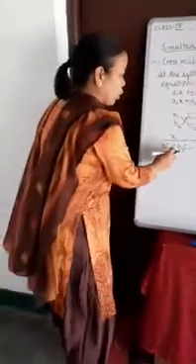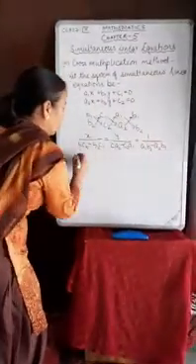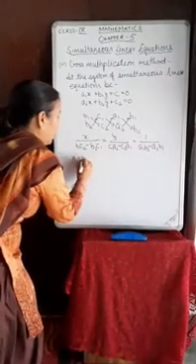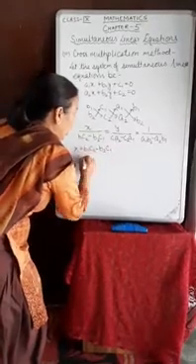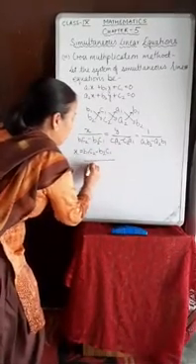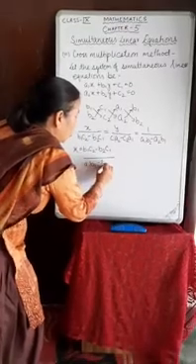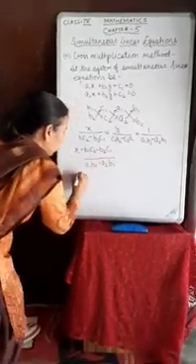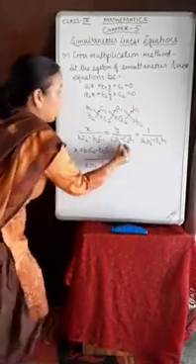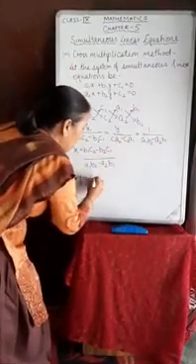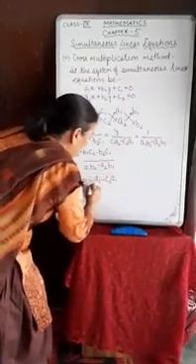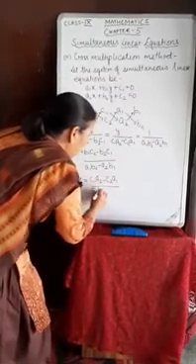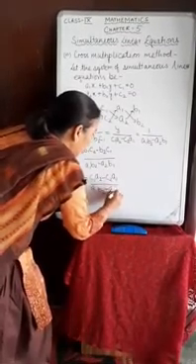Right, children? Now to find the value of x, we'll cross multiply this with this 1. So x will be equal to b1 c2 minus b2 c1 upon a1 b2 minus a2 b1. Similarly, to get the value of y, we will multiply this by 1. So this will become c1 a2 minus c2 a1 upon a1 b2 minus a2 b1.